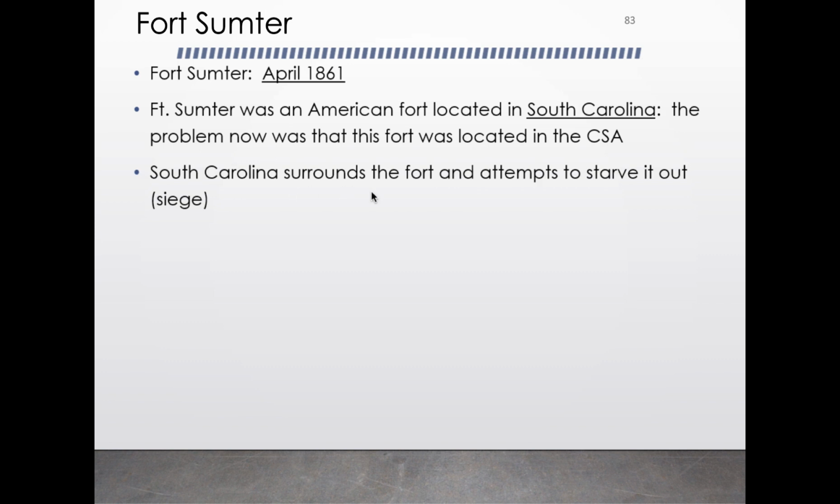Well, South Carolina decides they're going to surround this fort and attempt to starve it out. They start a siege. A siege is similar to a blockade, if you've heard that word before. You surround a fort or a town and you don't let anything in or out. So if your siege is successful, one of 2 things will happen. Number 1, the people inside, in this case the fort, will starve to death. Most likely before they do that, they'll surrender. So it's a way to take over something that doesn't mean physically attacking them.